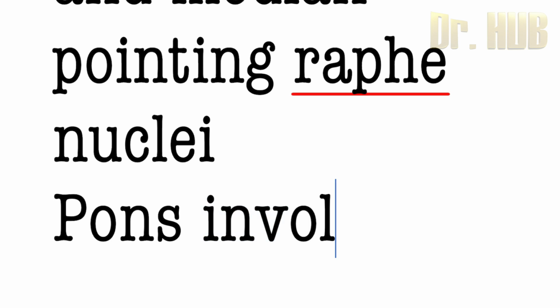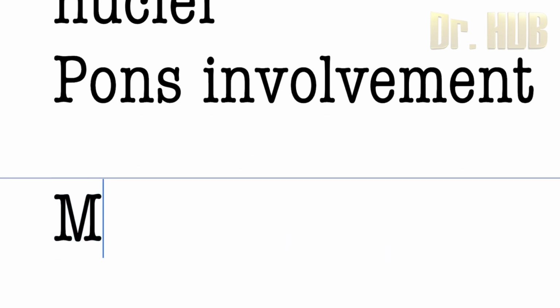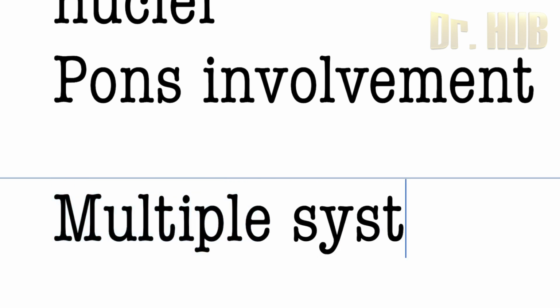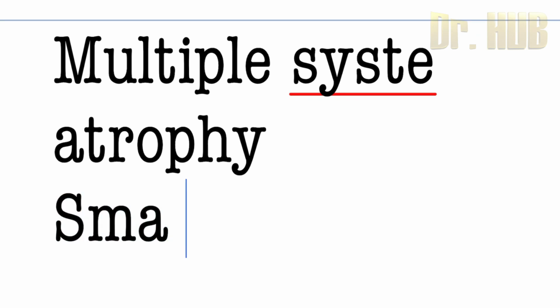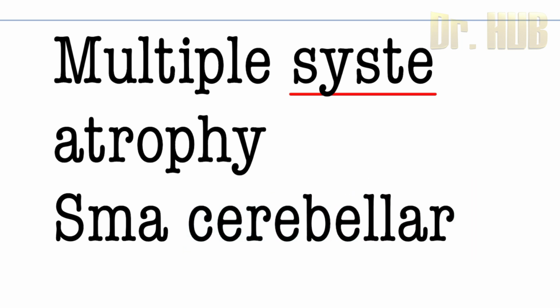Next we look into the pons involvement, and there is also multiple system atrophy. Multiple system atrophy, known as MSA, the cerebellar type, shows the hot cross bun sign. So the cerebellar type will show the hot cross bun sign.